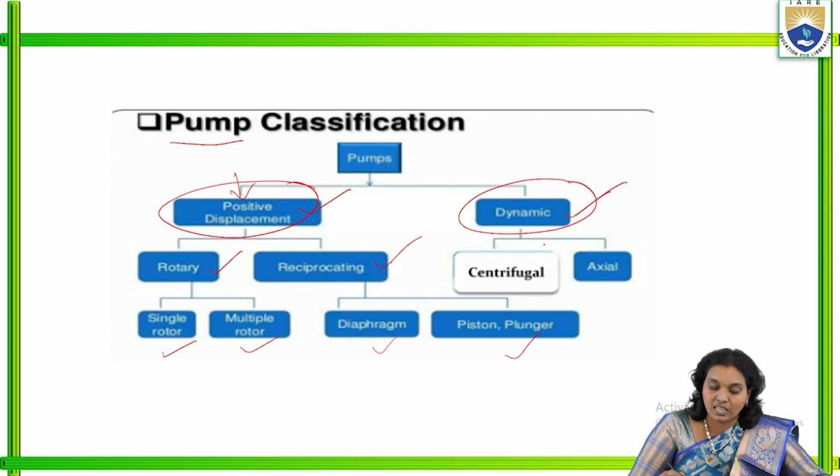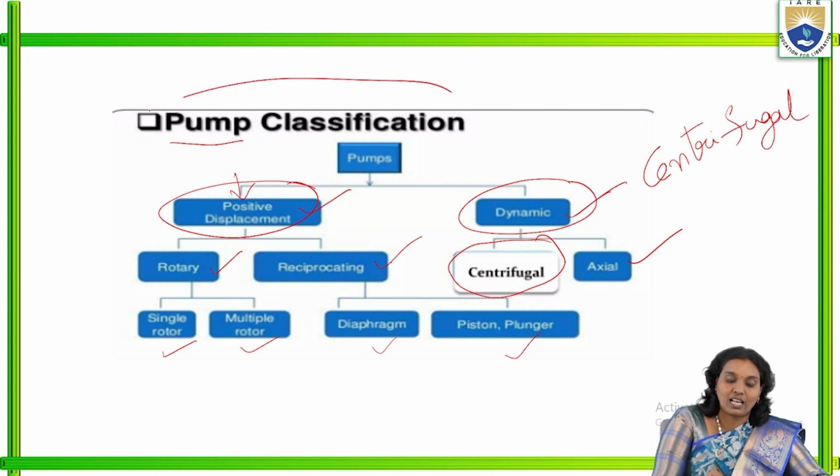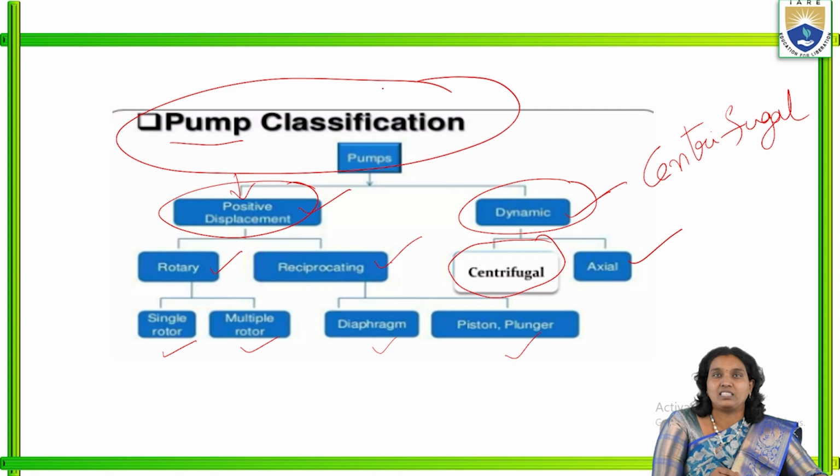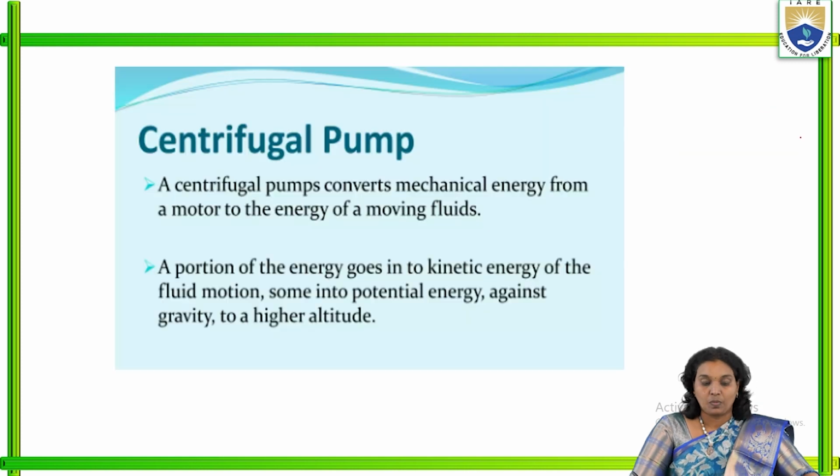Coming to the dynamic, there are centrifugal and axial pumps. So in dynamic, two types of categories are there. The one is centrifugal. Today our topic is centrifugal pumps in the overall classification of the pump. Under this we are going to understand the centrifugal pumps.